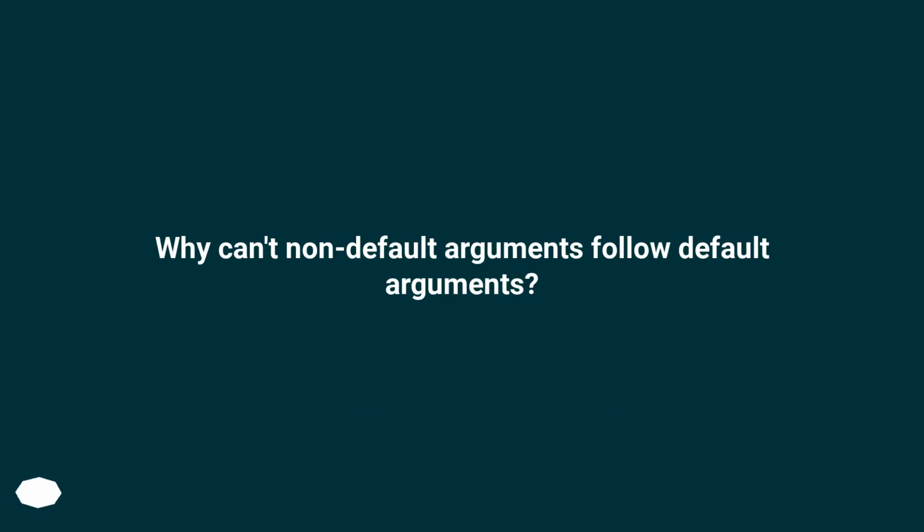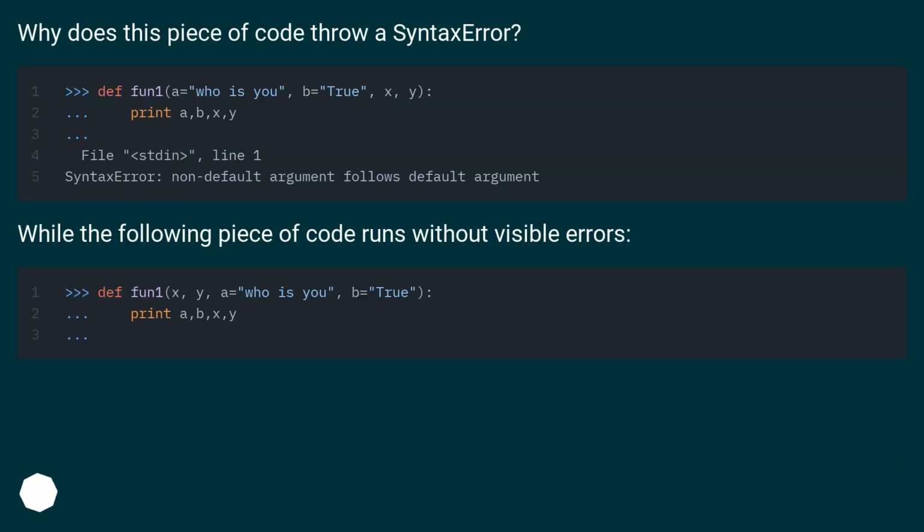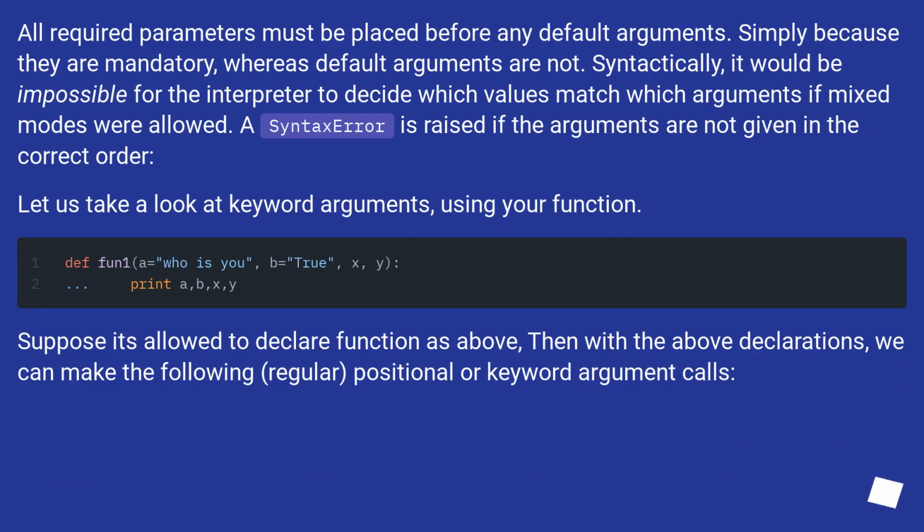Why can't non-default arguments follow default arguments? Why does this piece of code throw a syntax error, while the following piece of code runs without visible errors? All required parameters must be placed before any default arguments, simply because they are mandatory, whereas default arguments are not.